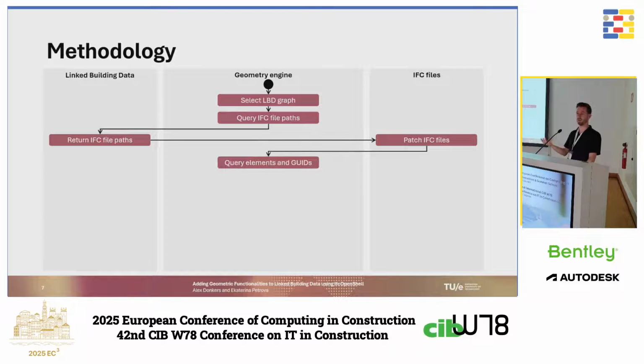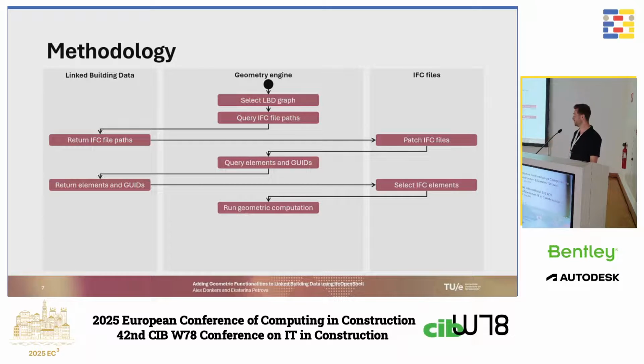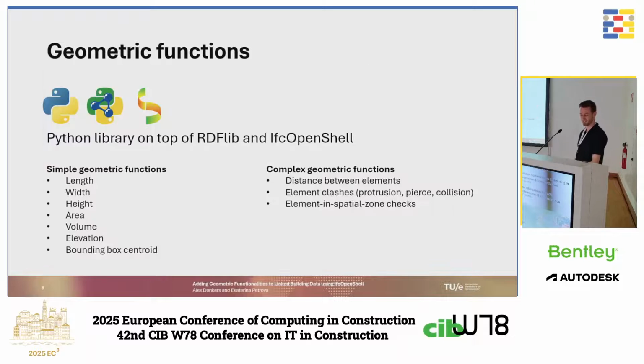Then we query whatever we want to query. We query elements, we query zones from the linked building data graph, and we can use a SPARQL query for this. That can be as complex as you wish. So you can also use non-IFC data in that SPARQL query. Then using those GUIDs, we go back to the IFC files again, and with IfcOpenShell open those specific elements that relate to that graph or to that query. Then using those IfcOpenShell elements, we perform geometric computations, and then we extend the elements that we got from the graph with the results of that geometric computation and store that in the graph again. I'll show you how that works later.